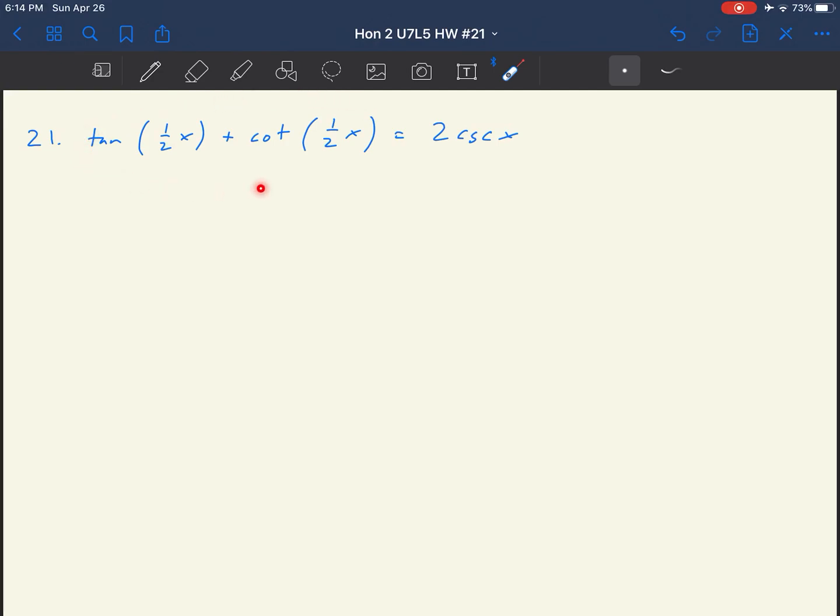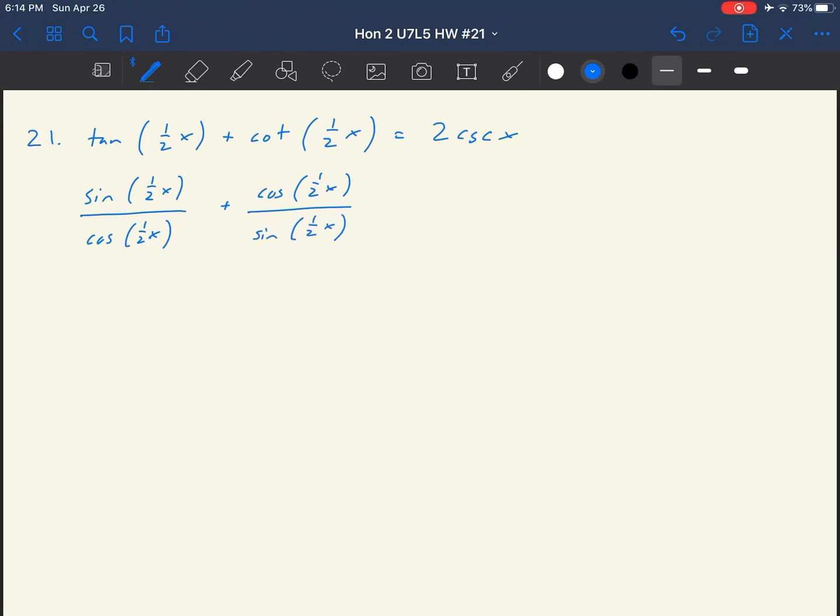I'm going to work with the left side because that's, to me, more complicated. We've got a half x that we want to turn into an x, and we've got a sum of two terms that we want to turn into one term. If we start here, tan of a half x is really sine of a half x over cosine of a half x. Then cotan is just the opposite, so that's plus cosine half x over sine of half x.